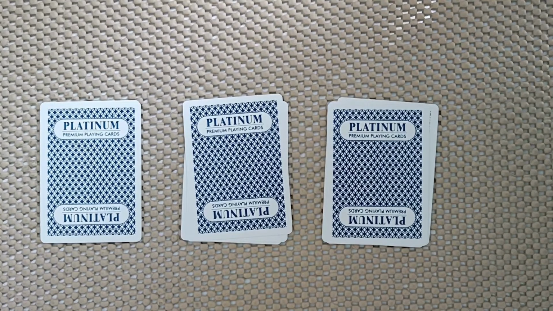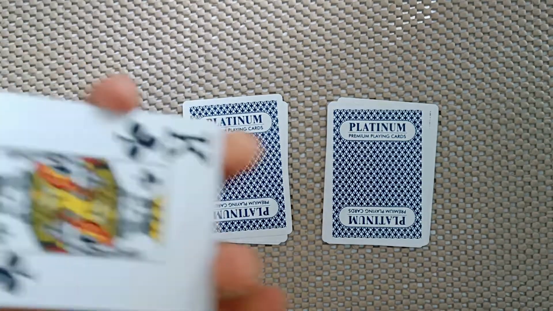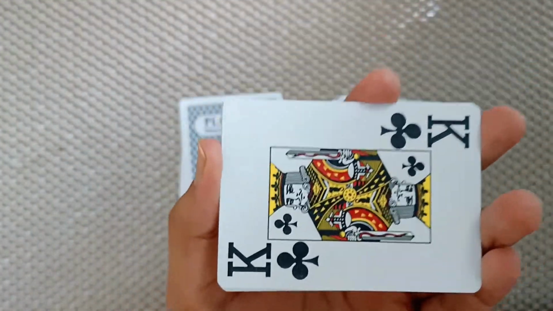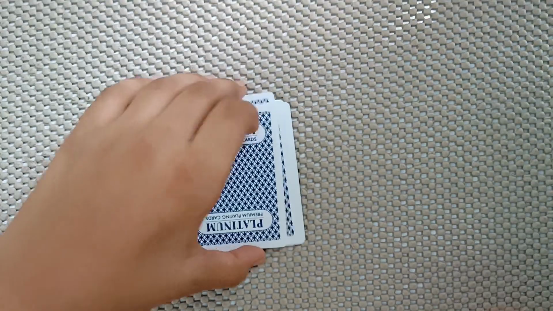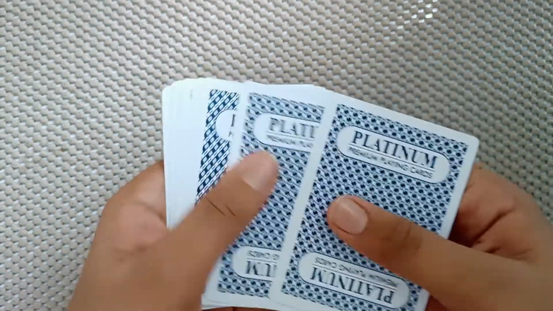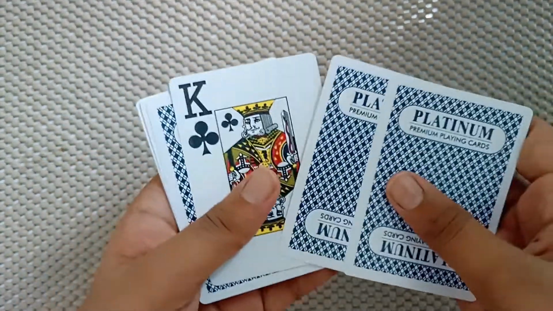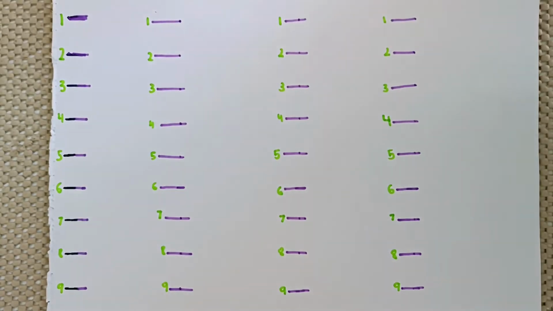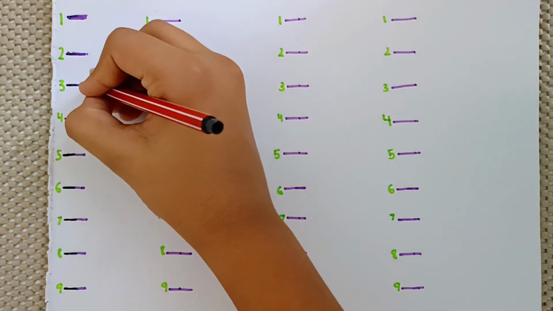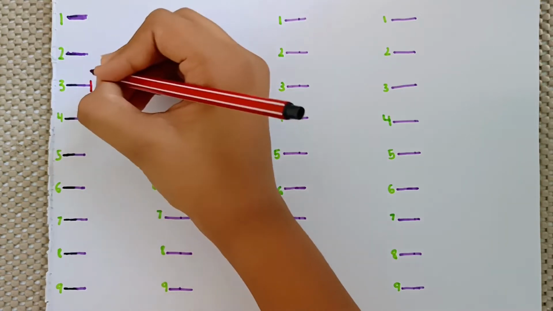I have 3 piles of 3 cards each. Let's assume the volunteer selects this pile. Their card will be the King of Clubs. I will place their pile on top of the other 2 piles. This places their card in the 3rd position. I've created a chart showing the 4 times the pile will be reordered. In the first part, I will mark their card as in the 3rd position.